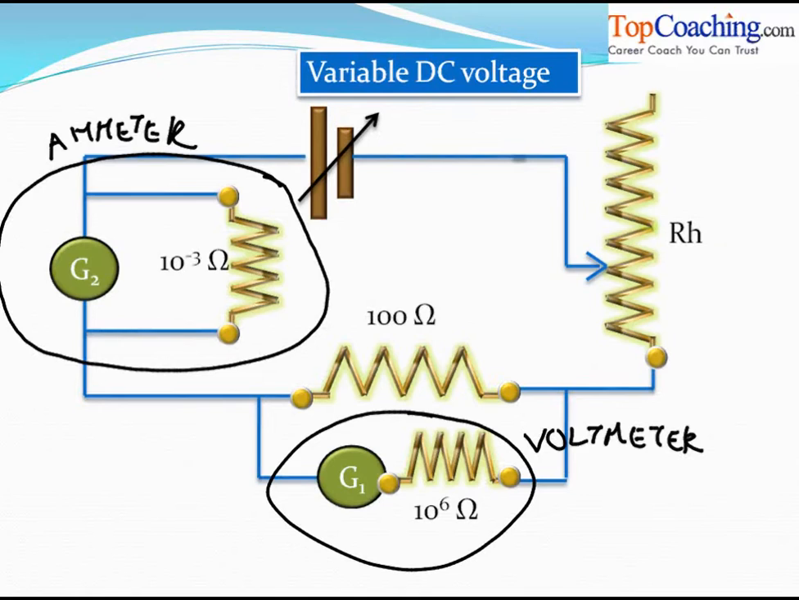Understood? So that was simple. This brings us to the end of this chapter related to the grouping of cells, the internal resistance of a battery, the Wheatstone bridge principle, different instruments like the ammeter, the voltmeter, the potentiometer. We've studied so many things in this chapter. Let's now move on to the next chapter, which involves the thermal effects of current. Let's proceed.